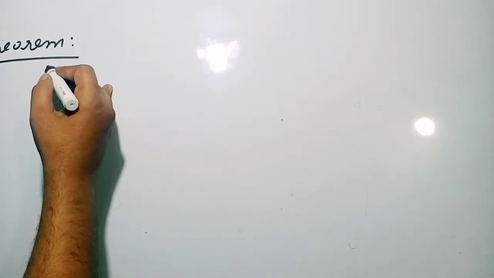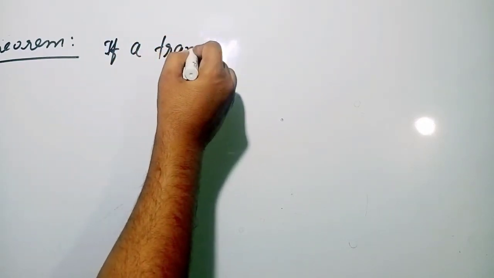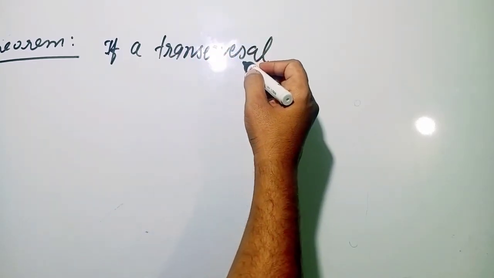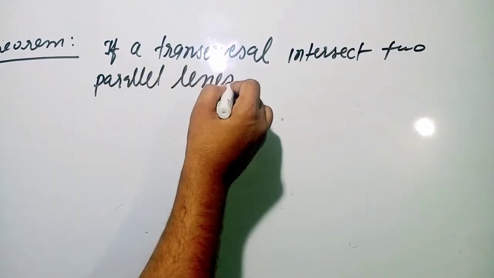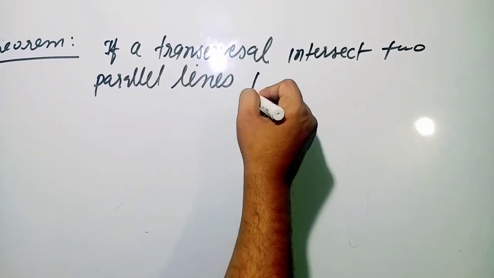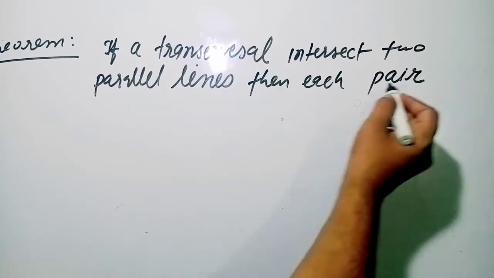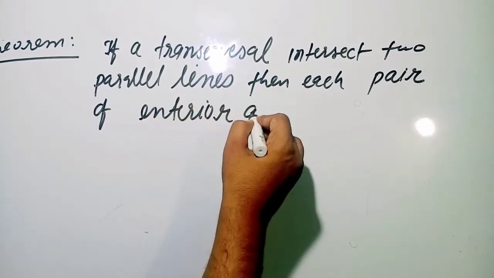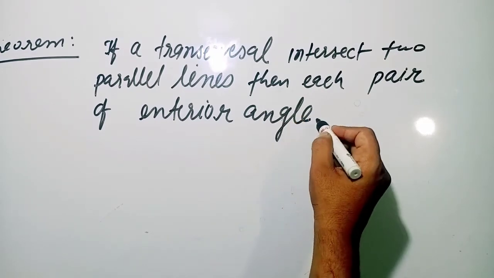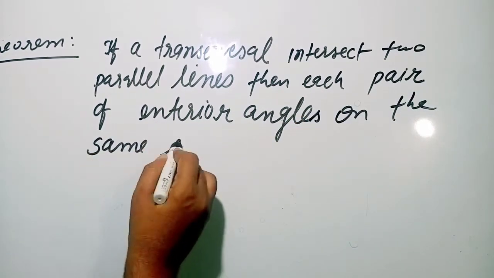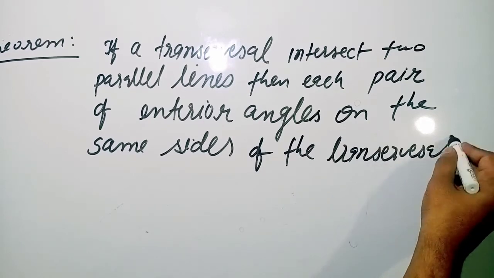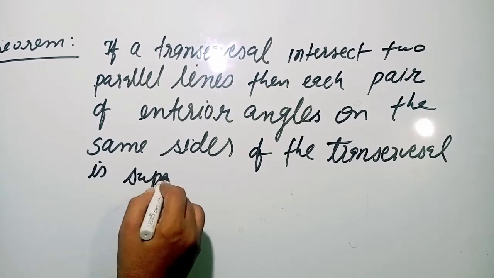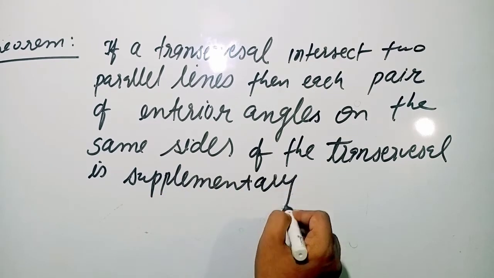Okay, now theorem number 4. In this theorem, if a transversal intersects two parallel lines, then each pair of interior angles on the same side of the transversal is supplementary. Supplementary means the sum of the angles will be 180, right students?